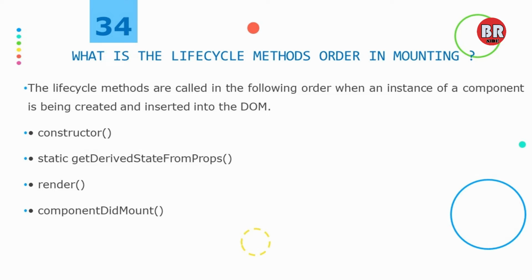What is the lifecycle methods order in mounting? The lifecycle methods are called in the following order when an instance of a component is being created and inserted into the DOM. Constructor. Static getDerivedStateFromProps. Render. componentDidMount.